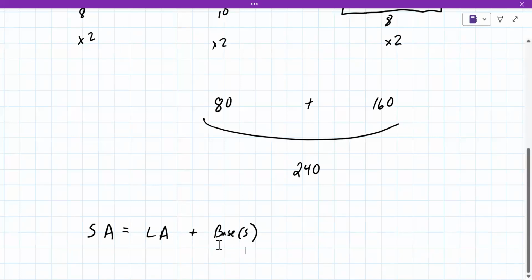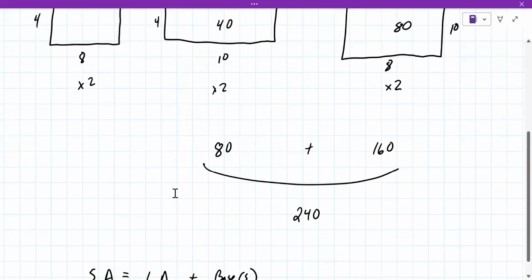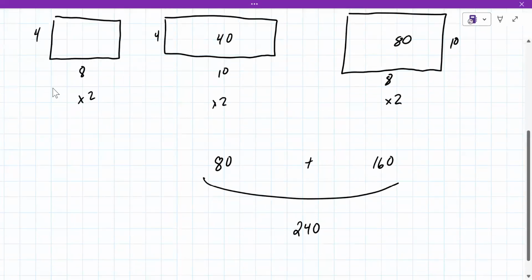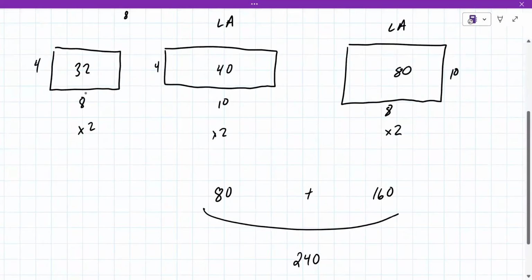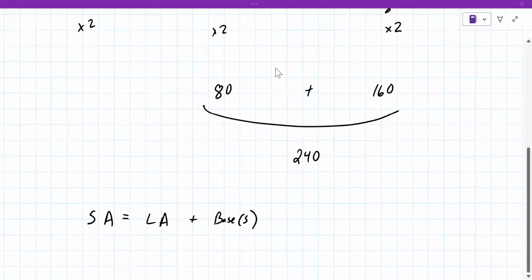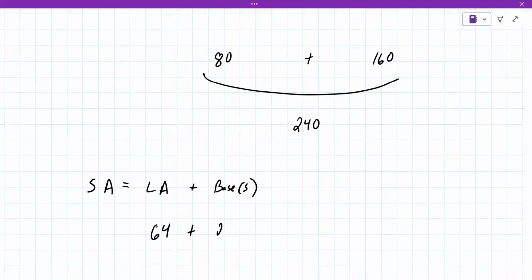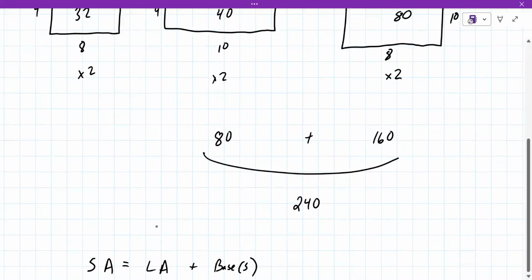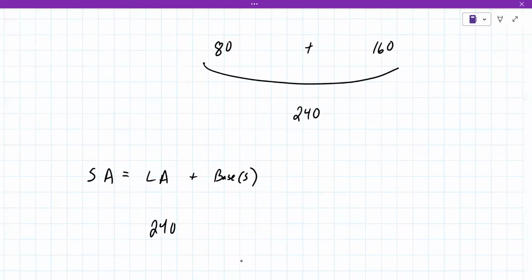So if you have the base, you just do the 4 times 8 and then times it by 2, which is 64. So 64 plus 240 is 304. Yes. And maybe in a better problem, there would be units, but I don't have them in this problem here.